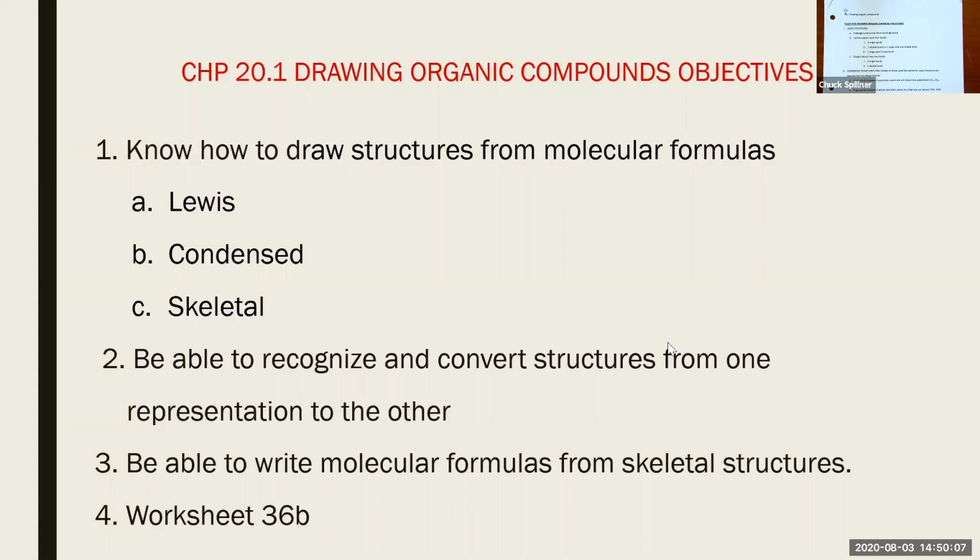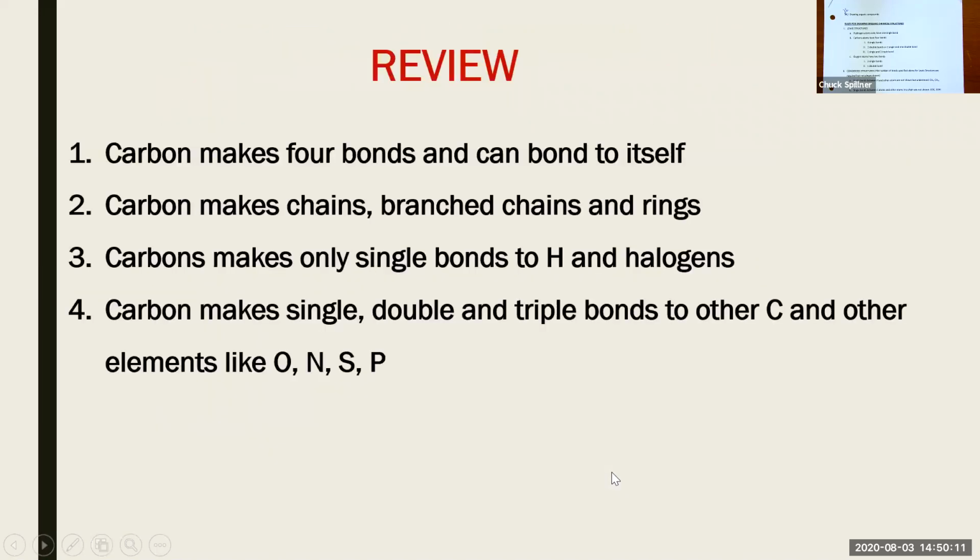Okay, let's see, here we go. Oops, went a little too far. Okay, so just to review before we start drawing chemical structures of organic compounds, remember carbon makes 4 bonds. It's tetravalent, so the bonds can be single, double, or triple bonds. It can bond to itself to make chains, branched chains, and rings, and we'll be looking at some of those.